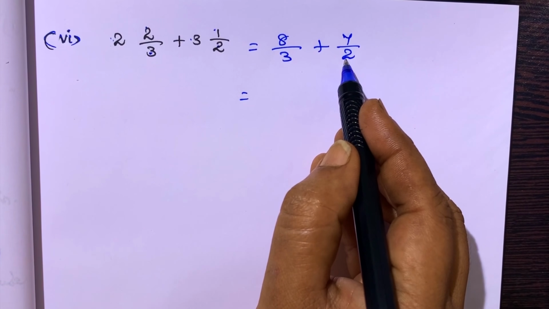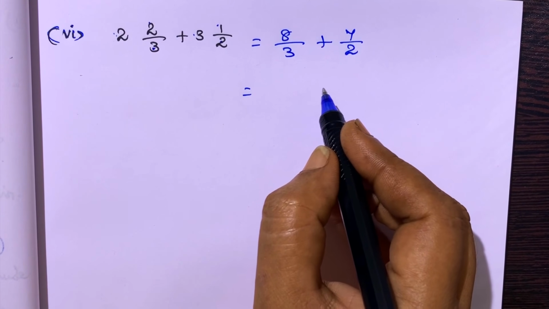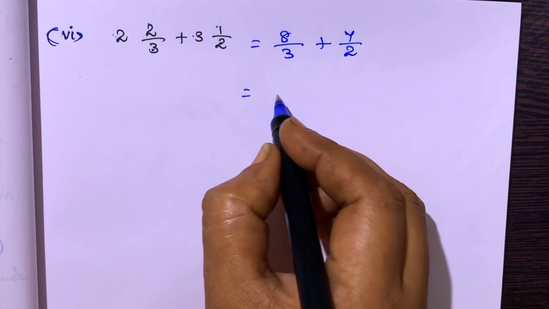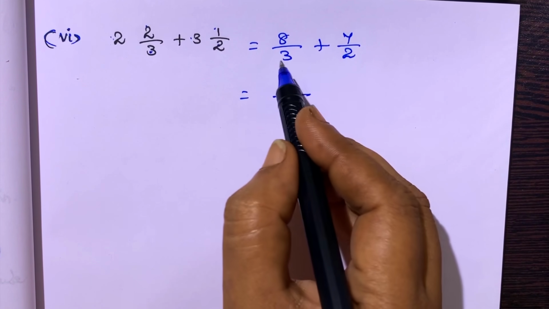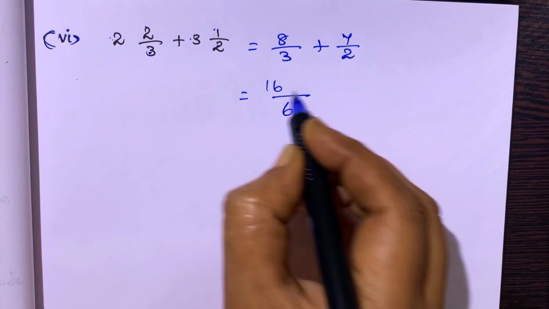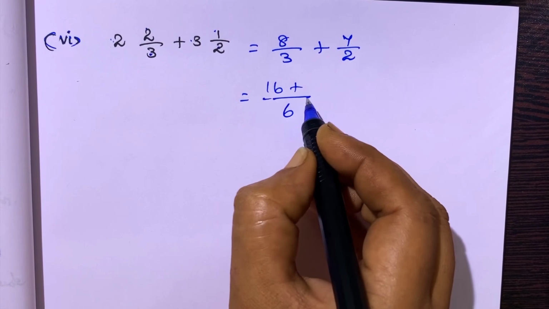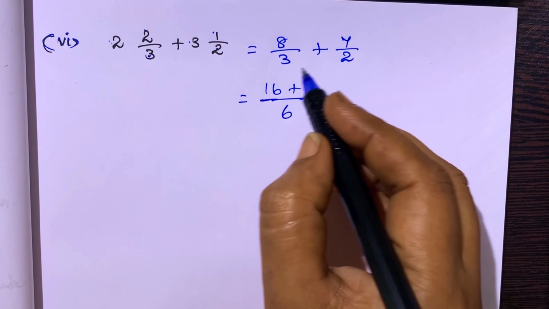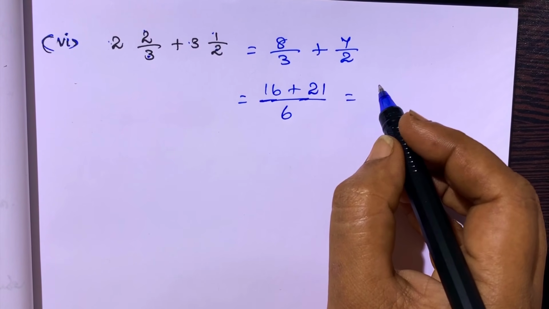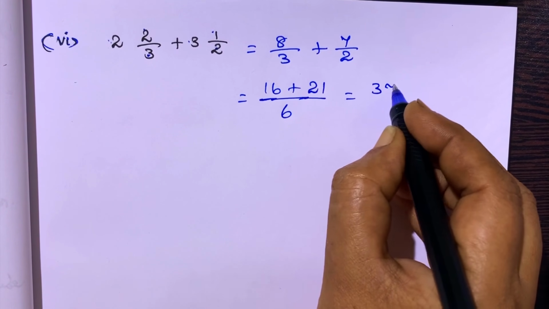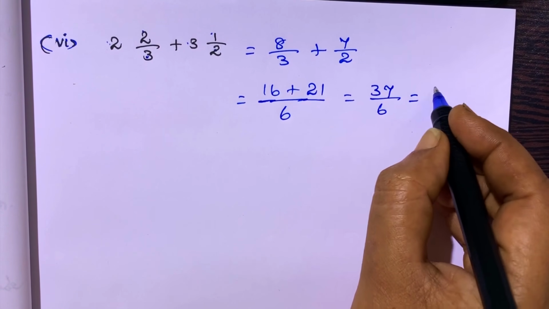here see the denominators, both are unlike fractions. So make them into like fractions. The LCM is 6. So here 8 2s are 16, plus, I'll do it in the same fraction line, here 7 3s are 21. 21 plus 16 is 37 by 6, which is equal to 6 1 by 6.